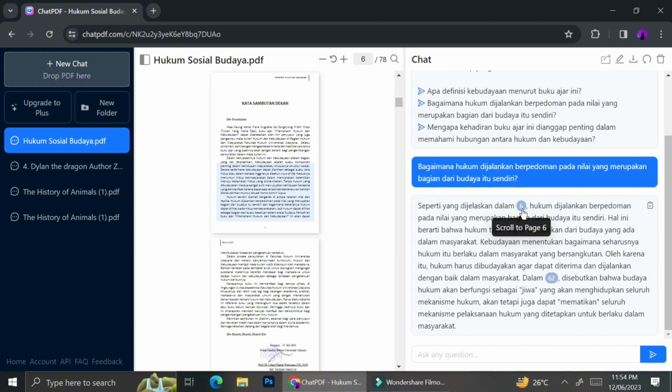So there it is. ChatPDF actually works really well whether your PDF is full text, full pictures, or even in other languages. I hope this tutorial is helpful for you.